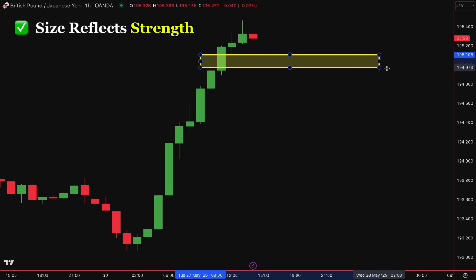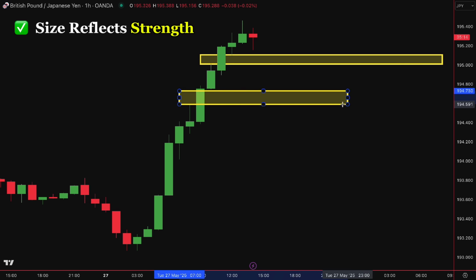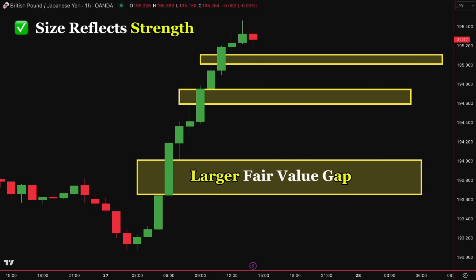The second criterion is the size of the fair value gap. Larger fair value gaps indicate a stronger imbalance, meaning more unfilled orders were left behind. The bigger the gap, the more significant the liquidity it holds. When multiple fair value gaps are present, focus on the ones with the largest size. They're more likely to attract price and deliver a reaction.